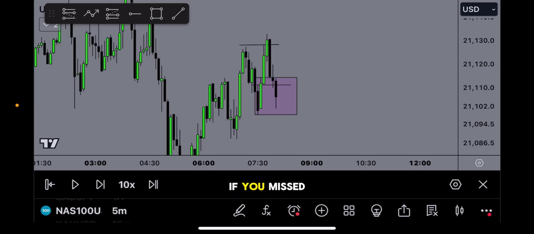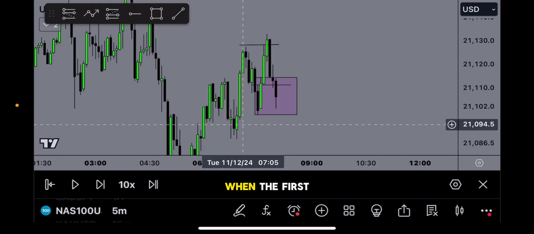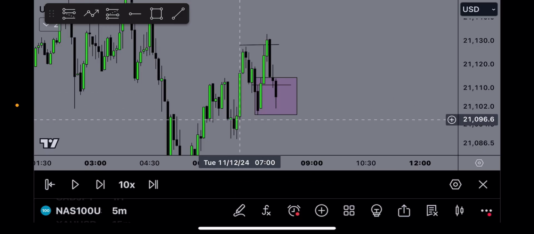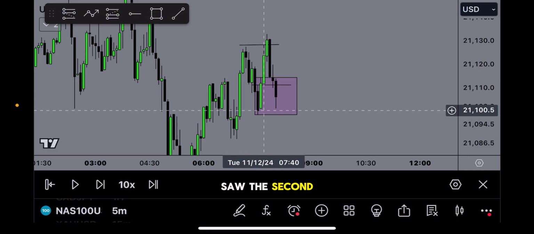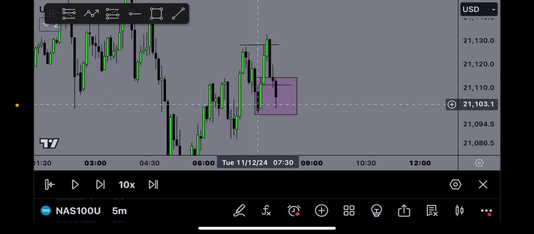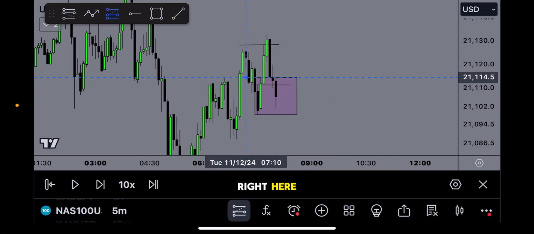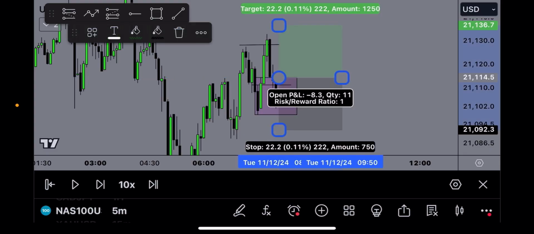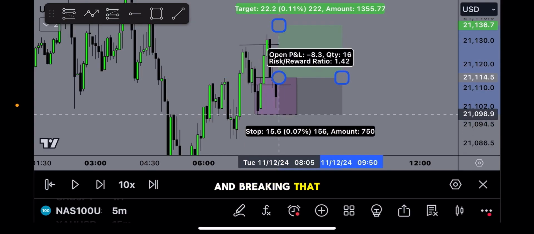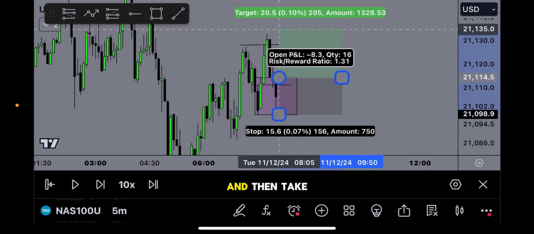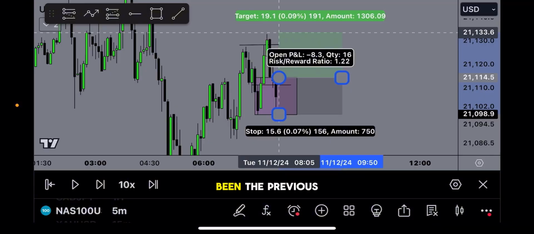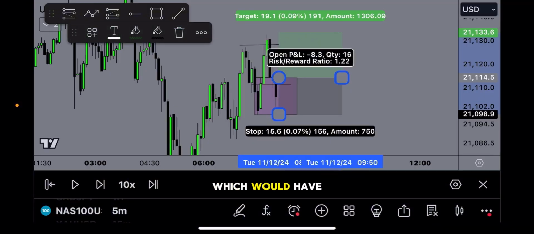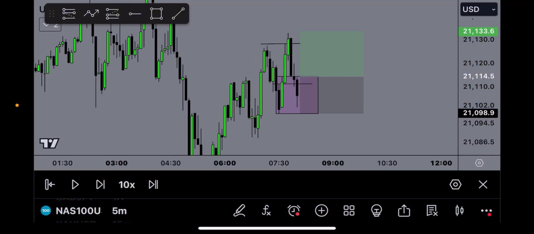So let's say you missed out on the first trade setup when the first demand zone happened, and then you saw the second demand zone happen. Then you could have got in right here at the break of this candle. Once you see price coming up and breaking that candle, you would have got in, and then take profit would have been the previous high, which would have been up here. All right, let's see what would have happened.